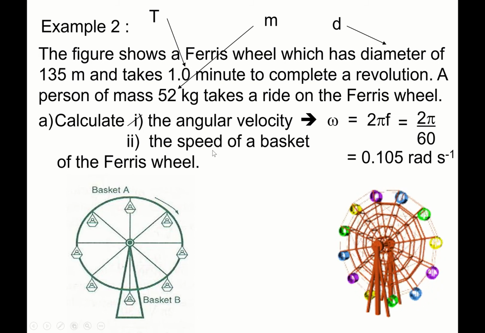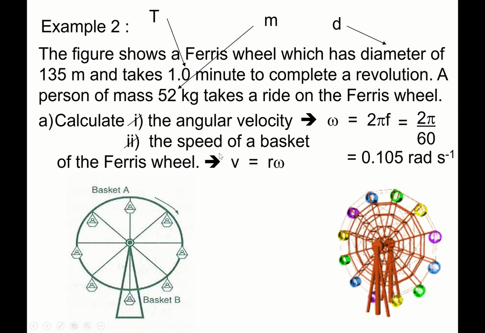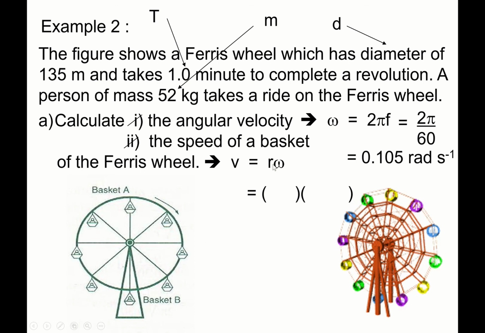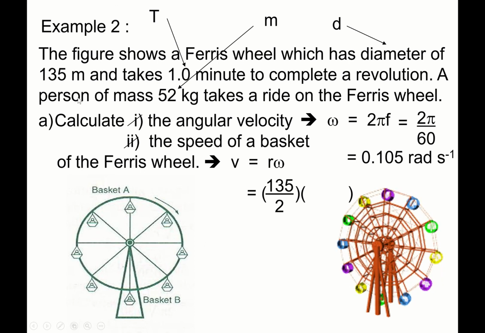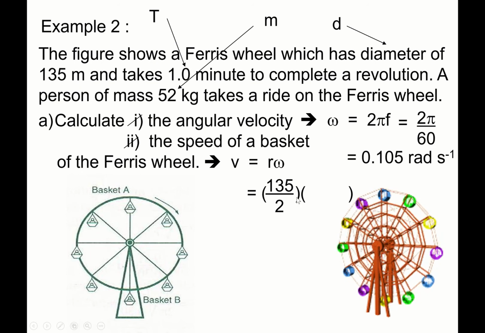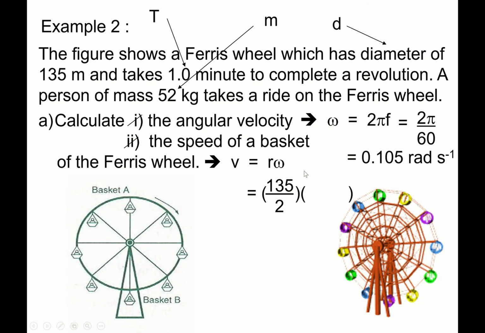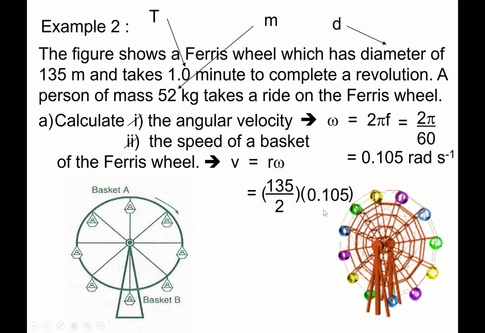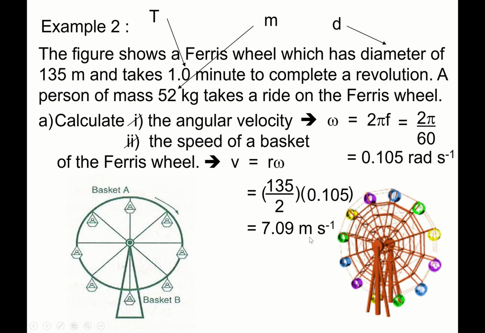Next, we are going to calculate the speed of a basket. The speed of this basket is v equals r omega. So we substitute r, which is 135 divided by 2, because this is the diameter, and the angular velocity from the previous question, 0.105. So the answer for speed is 7.09 meters per second.